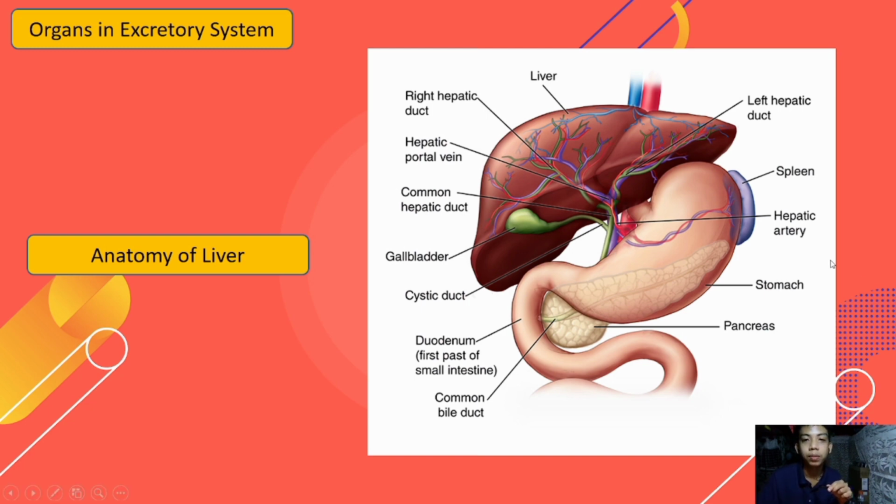So this is the anatomy of the liver. So we have the liver, whole liver. Then we have its left hepatic duct, right hepatic duct, hepatic portal vein, common hepatic duct, gallbladder, cystic duct. And we have also its connected parts, which is the duodenum. This is the first part of the small intestine, the common bile duct, pancreas, the stomach, the hepatic artery, spleen, and this left hepatic duct.